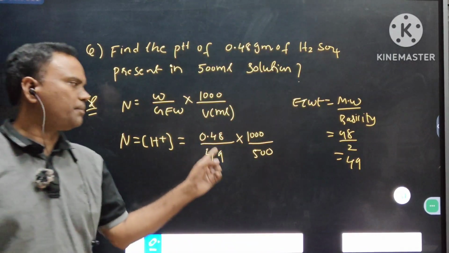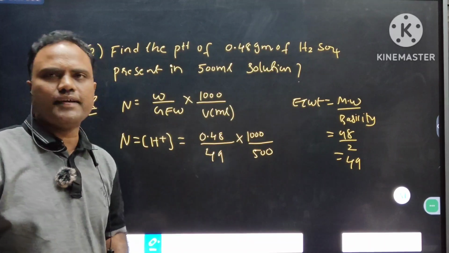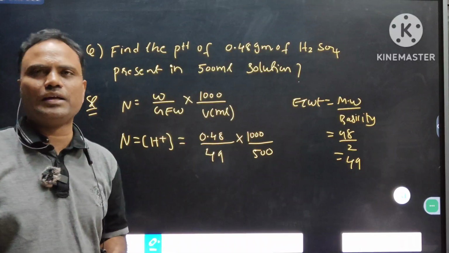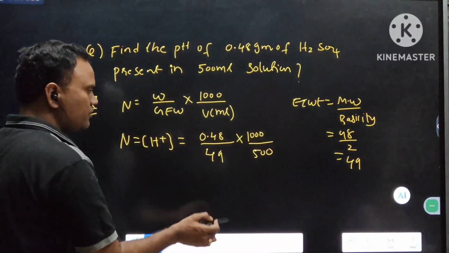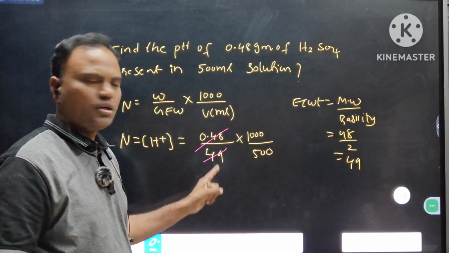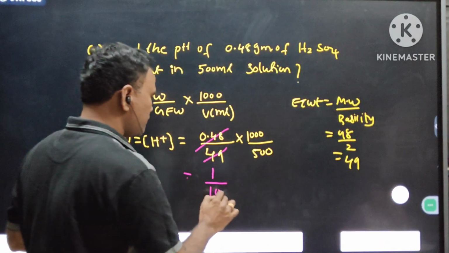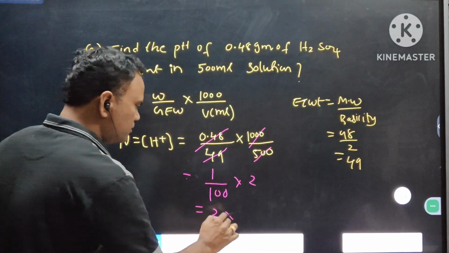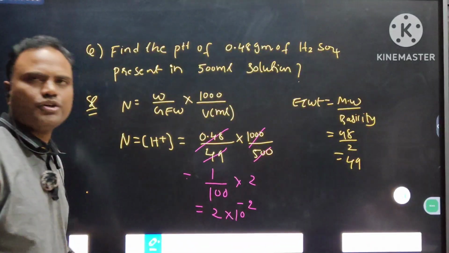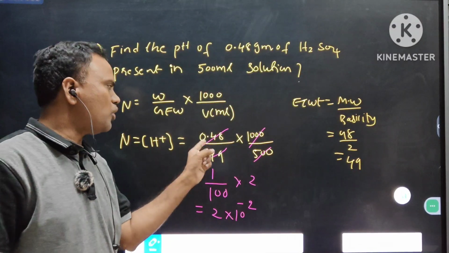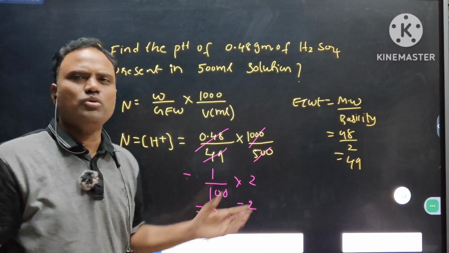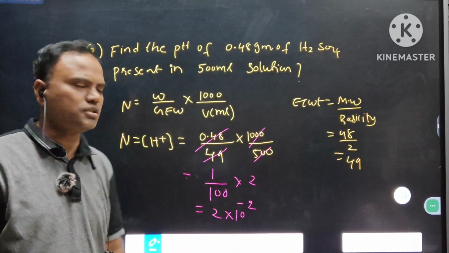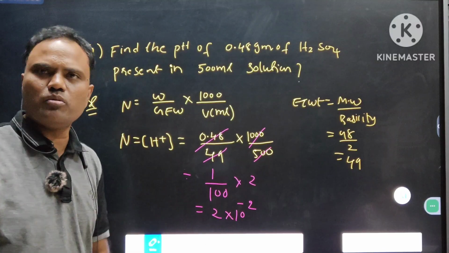See, approximation: 48 can be taken as 49, nothing will happen, clear? When data comes like this, you can take approximation, nothing will happen; cancel these two. Here the point is there, so you have to write 1 by 100 into this value 2 times, nothing but 2 into 10 to the power minus 2. Actually, if 0.49 came, then you could cut easily, 48 and 48. You can take approximation, there is no drastic change in the values. Final value 2 into 10 power minus 2.